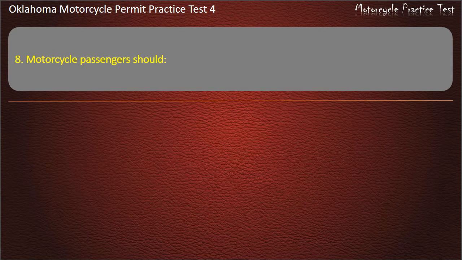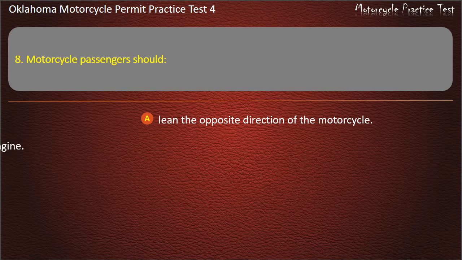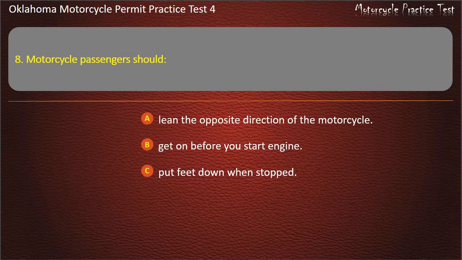Question 8. Motorcycle passengers should lean the opposite direction of the motorcycle. Get on before you start the engine. Put feet down when stopped. Sit as far forward as possible. Answer. Sit as far forward as possible.